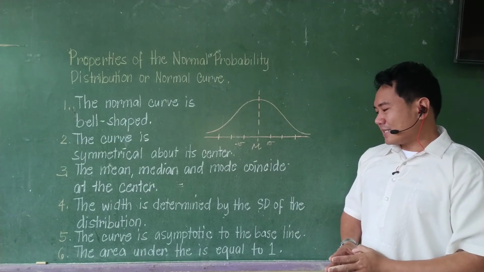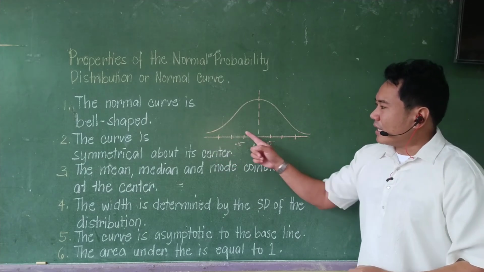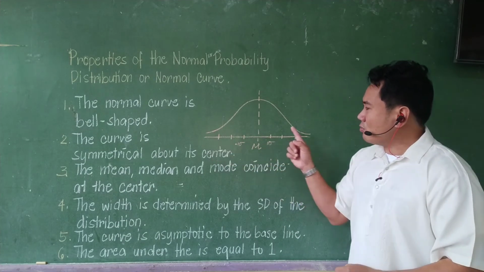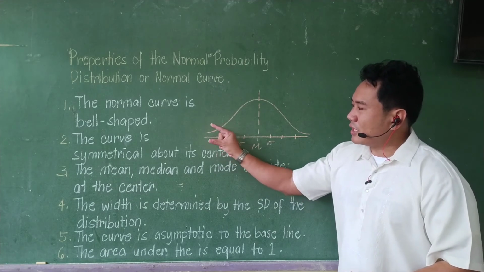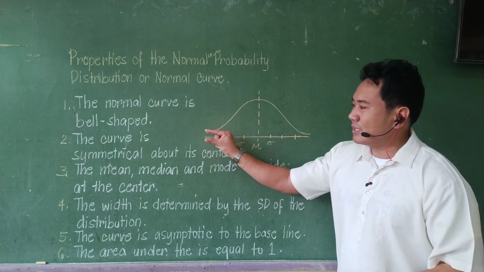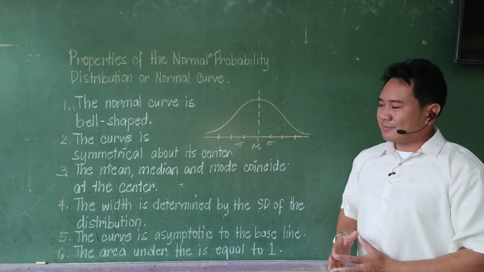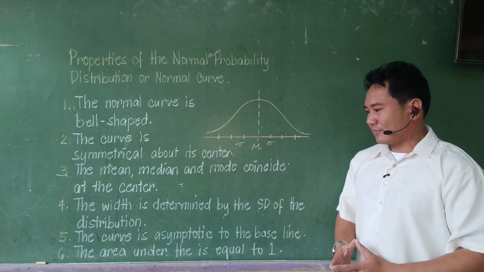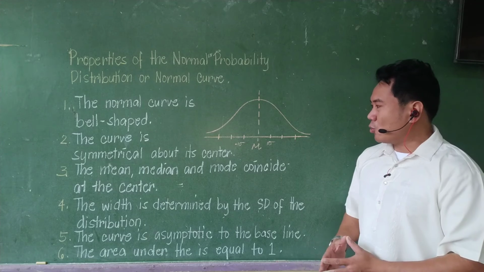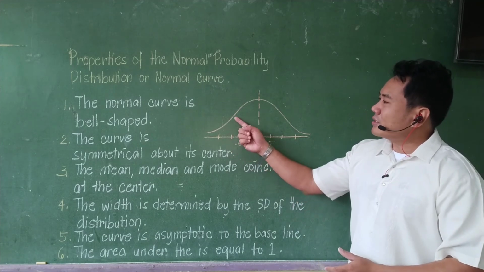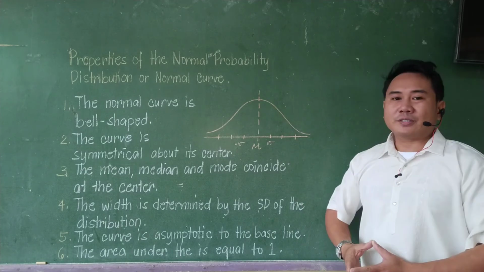The curve is asymptotic to the baseline. This is the baseline. And if you extend these two lines infinitely, they will just move closer and closer to the baseline but will never touch the baseline because the normal curve is asymptotic. And last, the area under the normal curve is equal to 1. 100% of the distribution lies under the normal curve.